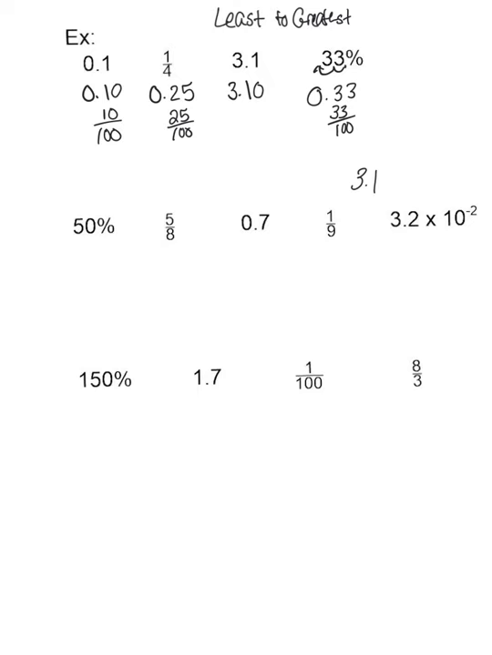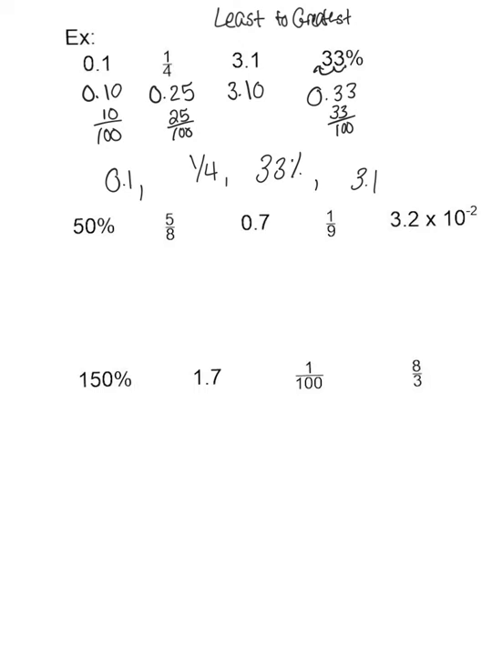Okay, so my smallest number is this 10 hundredths, which was the 1/10. Then it was the 25 hundredths, which is that 1/4. And then our 33 hundredths, which was the 33%. And then we already said that that 3.1 was our biggest.